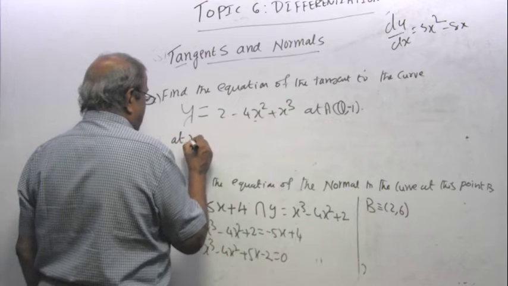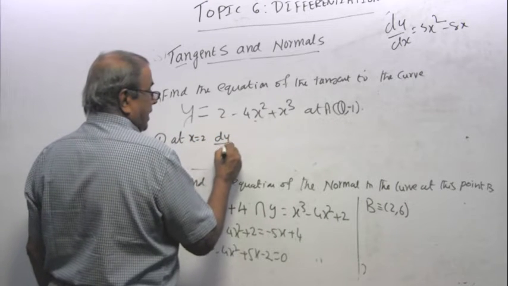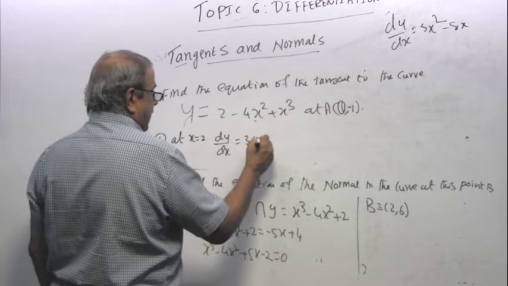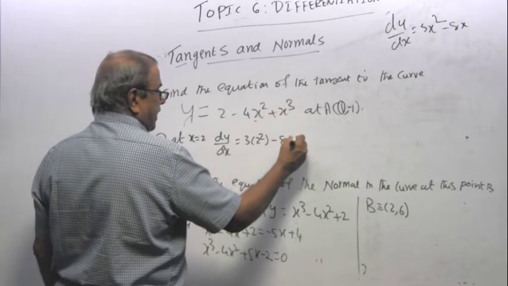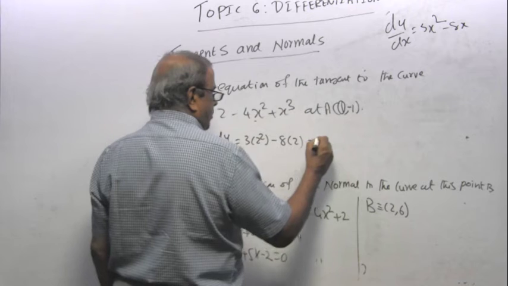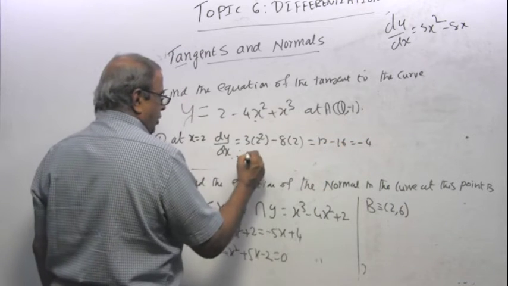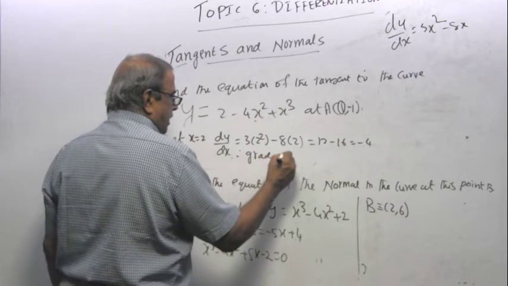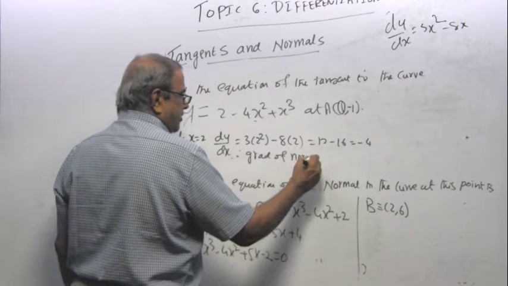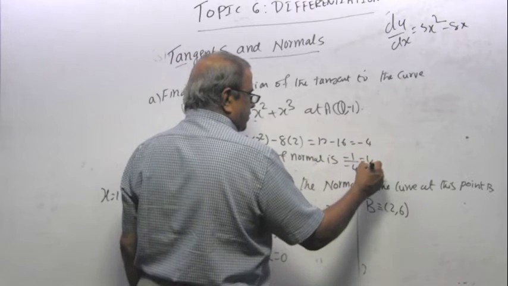So at x equal to 2, dy by dx equal to 3 times 2 squared minus 8 times 2. 2 squared is 4, 4 threes are 12, 12 minus 16 is minus 4. Therefore, the gradient of the normal is minus 1 over minus 4, which is a quarter.